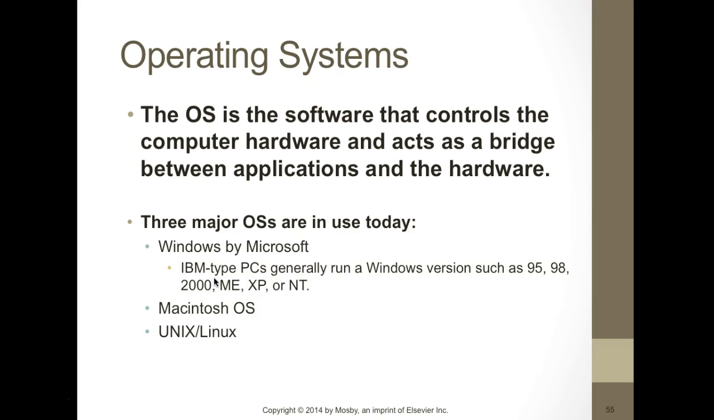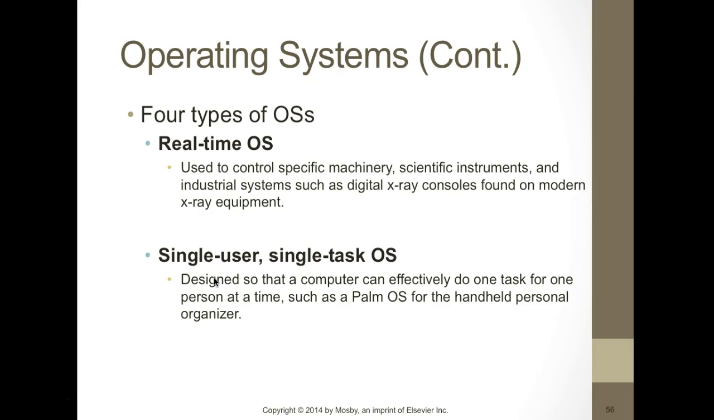So the operating system, the OS, is the software that controls the computer hardware and acts as a bridge between applications and hardware. Three major OSs are in use today. You have Windows by Microsoft, you have Macintosh OS, and you have Unix. There are four types of operating systems.